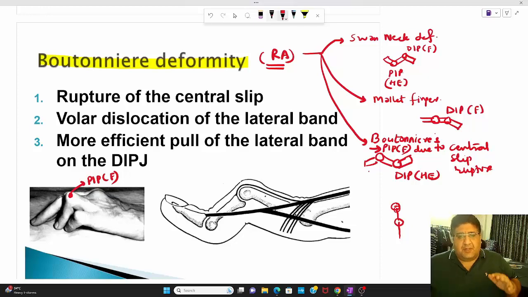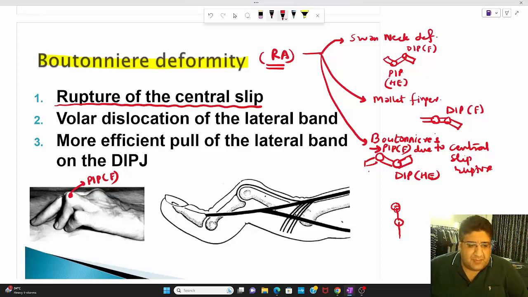Now here you can be asked a question: okay fine, there is a rupture of the central slip, and because of that the PIP goes into flexion, but why do you have a hyperextension at DIP? That is the question. Now listen to me, everyone. The central slip is the slip which gives rise to the lateral band, yes or no? Now the central slip is ruptured. That leads to volar subluxation of the lateral bands.